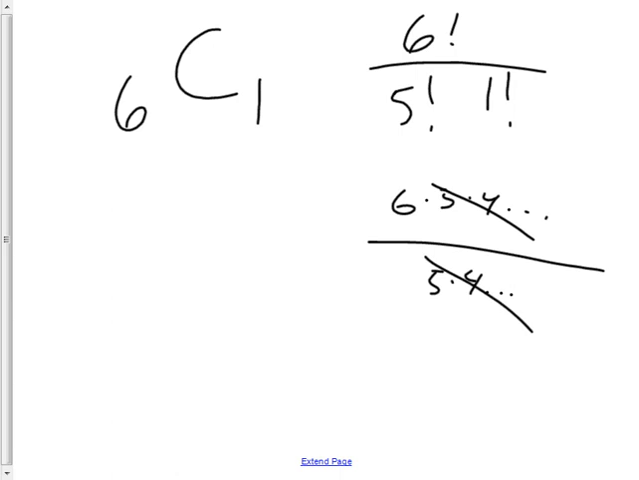Answer 6. All right, here's a weirder one. Let's say I had 6C6. That's like there are 6 books, and I've got 6 spots for books. If the order doesn't matter, how many different groups can you make?